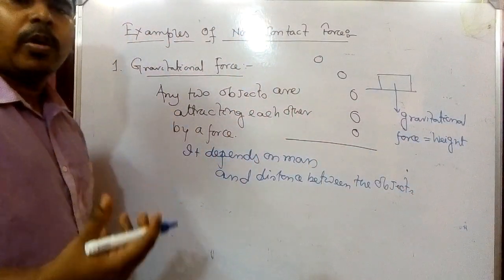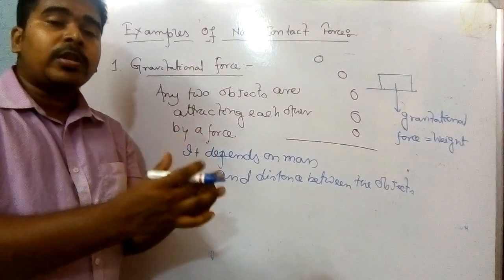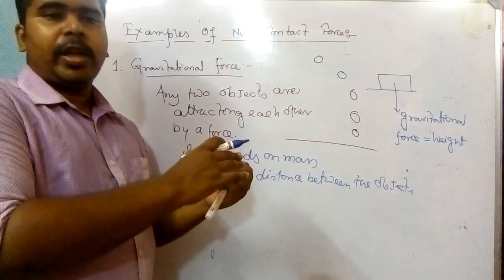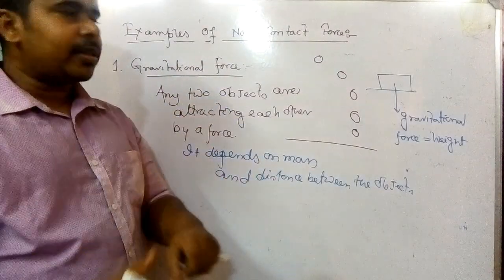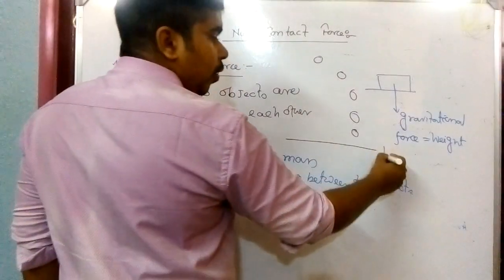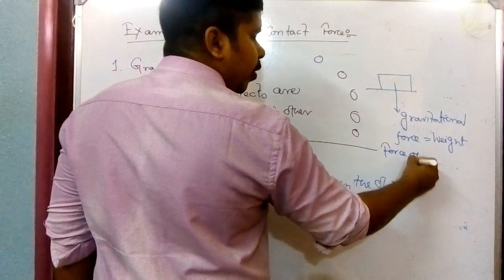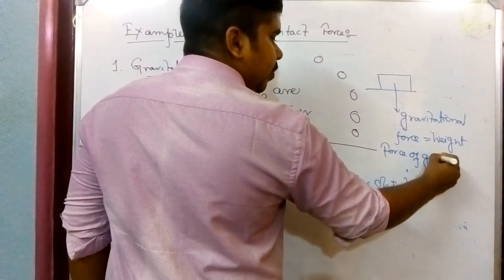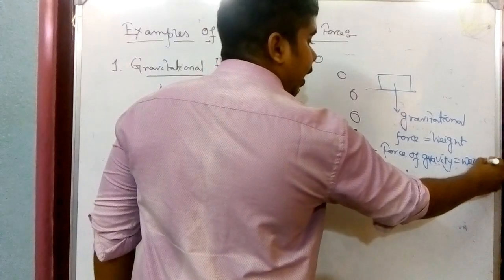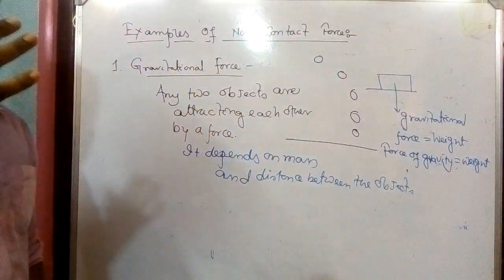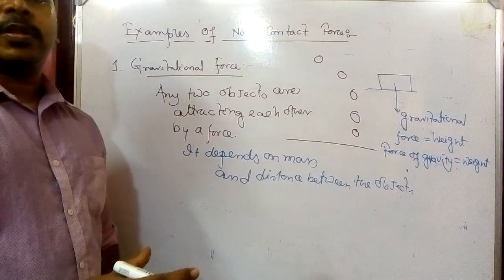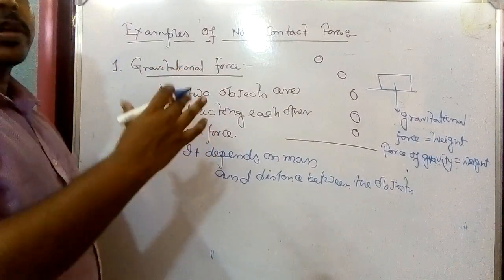The weight of the body is the force applied on the body by the Earth. That is known as the weight. It is also known as the force of gravity. Which is the force of gravity? That is equal to weight. I have told here again that weight is also a force, but it is a force of gravity.